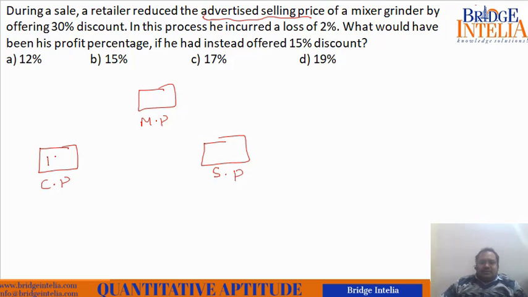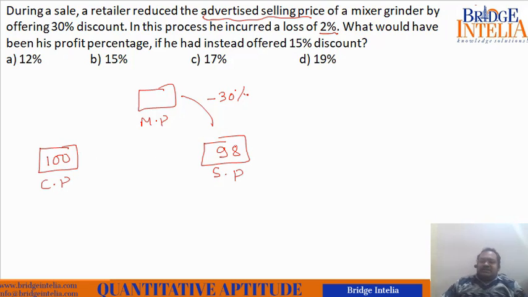So assume the cost price to be equal to 100, that means you have invested or bought that object by spending rupees 100. So he is offering a discount of 30%, because of which he incurs a loss of 2%. So something which you have bought for rupees 100, if you incur a loss of 2%, you will sell it for 98 only. Loss of 2, 100 minus 2, 98.